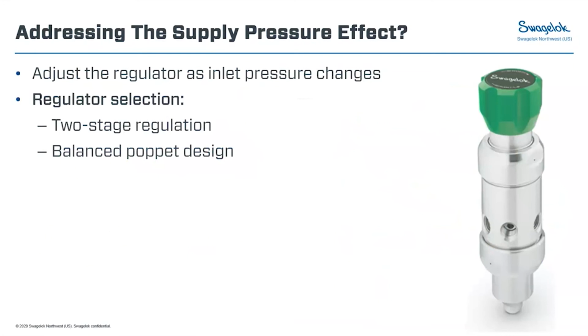And so the first way we do that is by having two-stage regulation. This could be two regulators in series, or like the regulator pictured here, it's actually two regulators built into one body. So one stage of the regulator has the anti-tamper nut on the bottom here, and then the knob on the top end is the second stage regulator. So that's where you get your adjustment. The other thing we can add in is having a balanced poppet. This just gets into the design of the regulator itself, and it's usually a feature that you can order for a certain regulator.